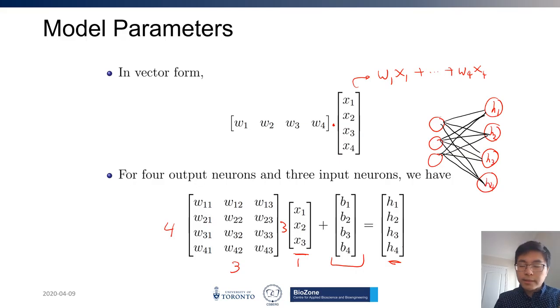And of course here I didn't have an activation function. So if you had an activation function, you would apply those activation functions element-wise. So then what you would have is the output. If you apply an activation function here, say the sigmoid activation, then it would simply be sigmoid of h1 all the way to sigmoid of h4. And again, that would be organized in a column vector.